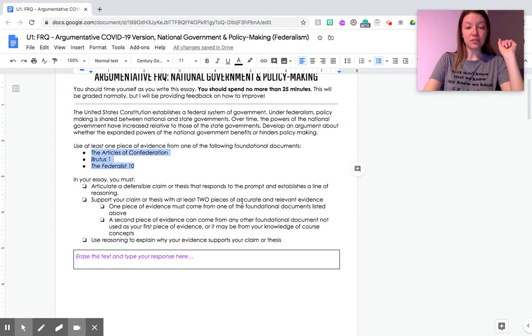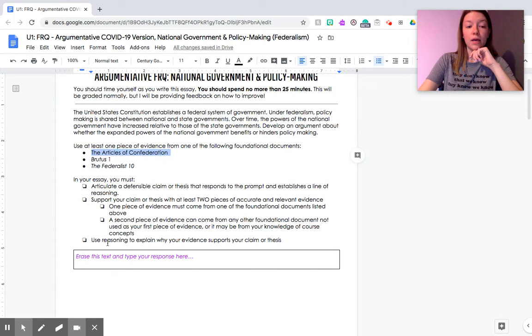Then your second piece of evidence can be another foundational document that is not listed here, or another document on this list that you didn't use. So for example, if you used the Articles of Confederation, you can use Federalist 10 for your second piece of evidence. You just can't use the Articles of Confederation twice. Your second piece of evidence could also be a court case or another concept from AP Government, so it can be a little more broad than just a document or a case.